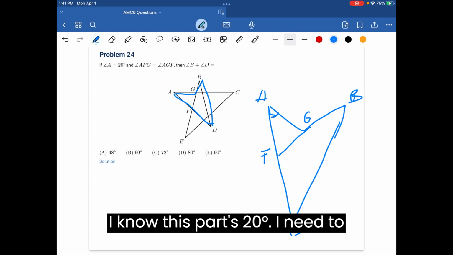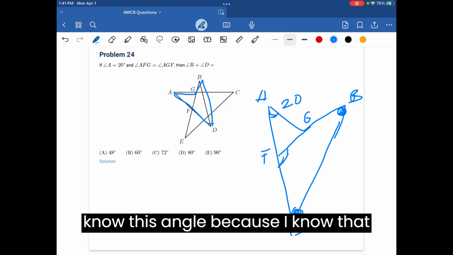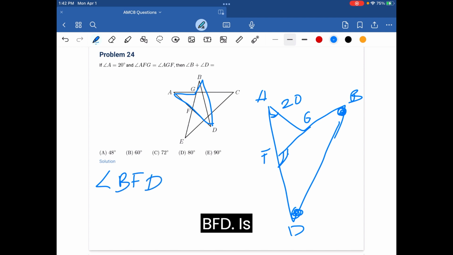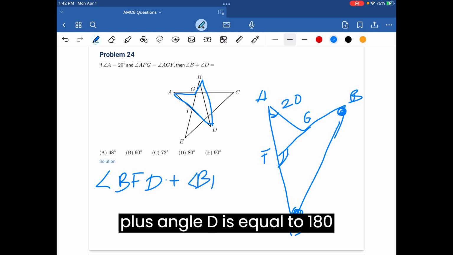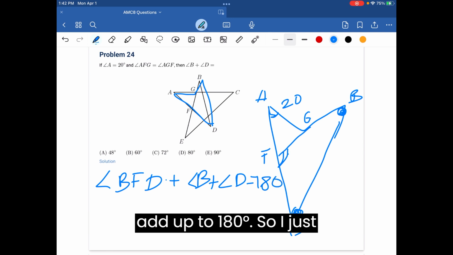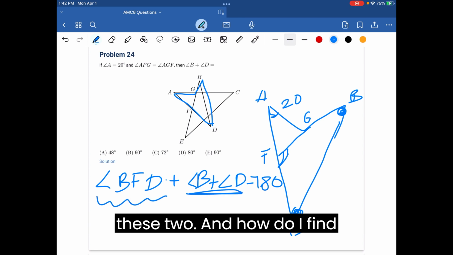I know this part's 20 degrees. I need to find this plus this. To find this plus this, I just need to know this angle, because angle BFD plus angle B plus angle D is equal to 180, because all interior angles of a triangle add up to 180 degrees. So I just need to know this angle to find the sum of these two.